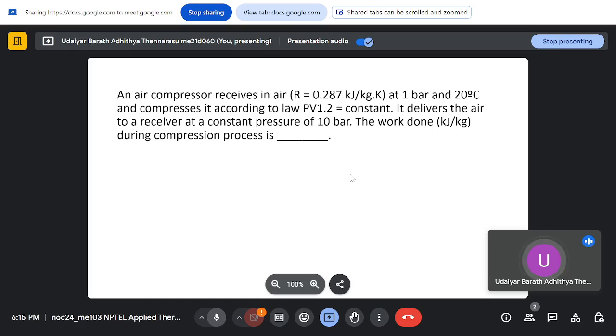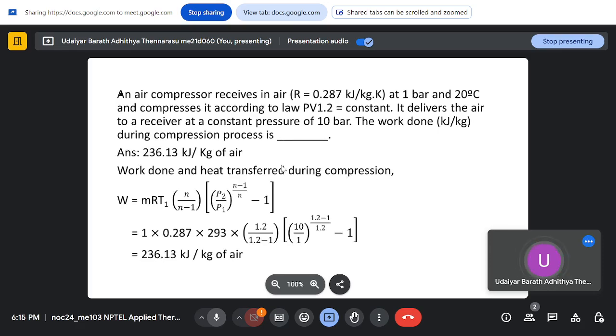So similar to the previous question, we have the same process, but this time we need to find out the work done during compression. In the previous question we were asked to find out the temperature. Now we need to find out the work done.